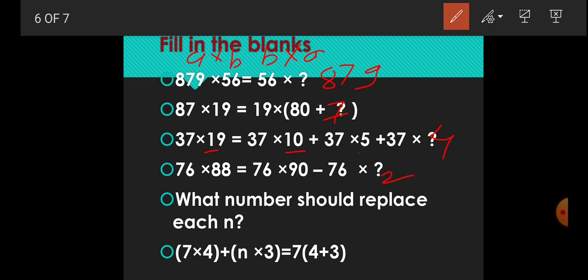What number should replace each n? Now 7 multiplied by 4 plus n multiplied by 3. We want to find the value of n. 7 multiplied by, in bracket, 4 plus 3. 7 multiplied by 4, then 7 multiplied by 3. So what is the value of n? n is 7, because 7 is multiplied by 4 also and 7 is multiplied by 3 also. Okay, students?